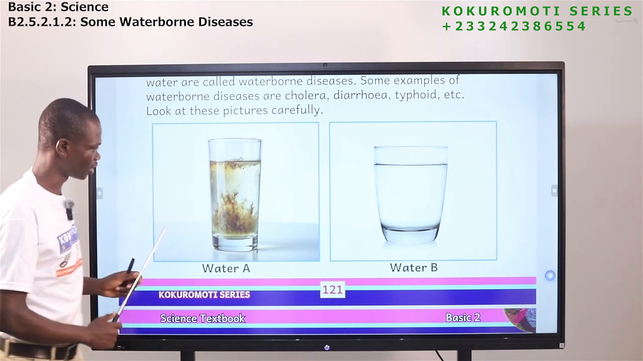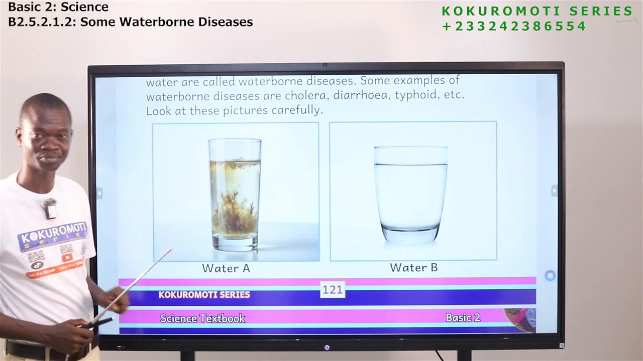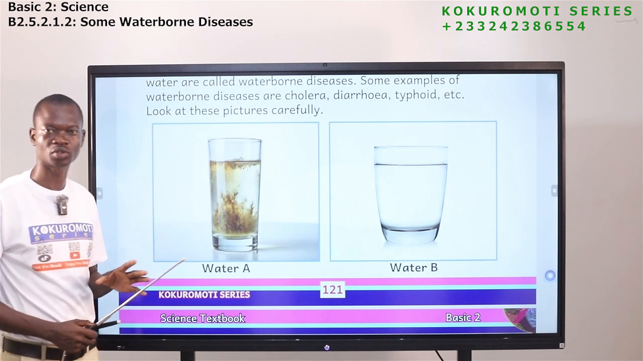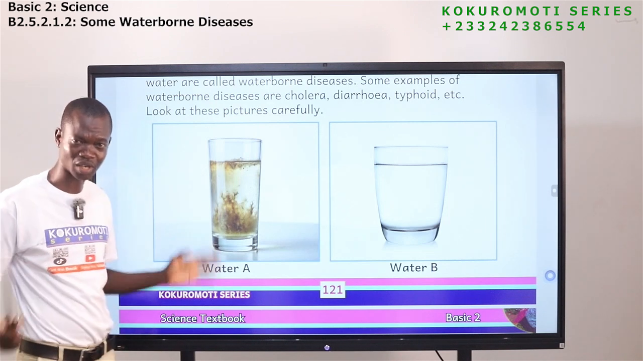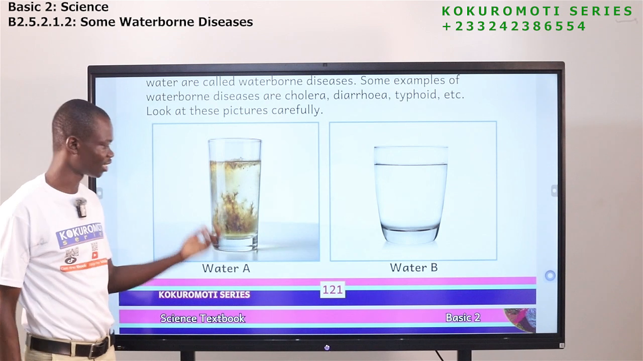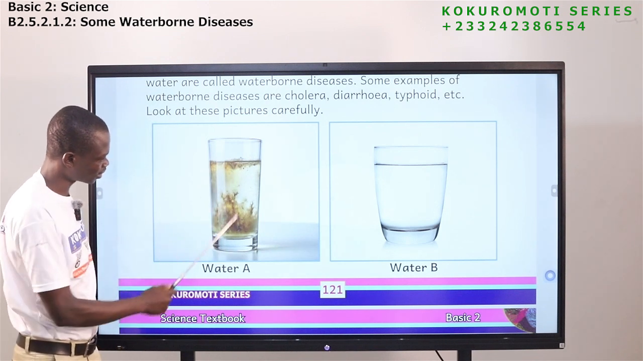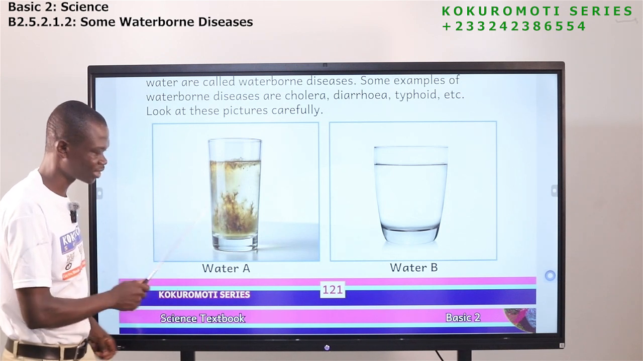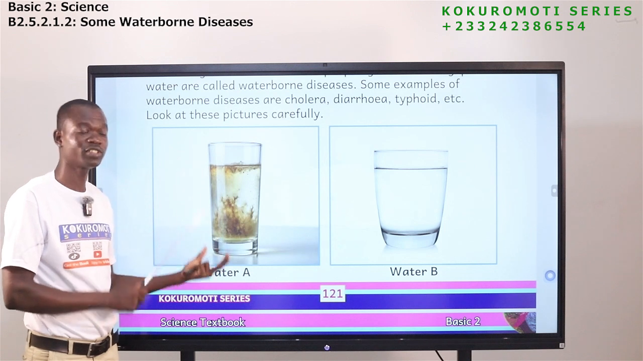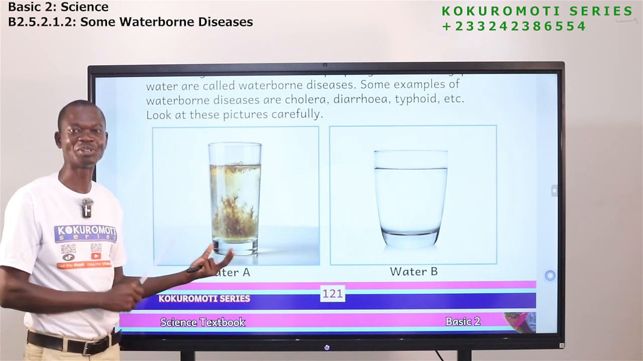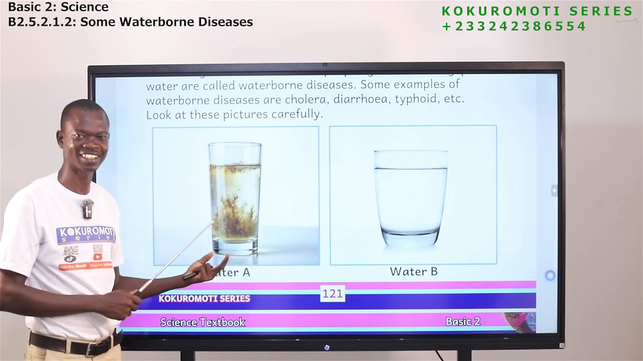If you look at water A, you can see that this water has color. We have learnt about the qualities of good drinking water: water has no color. But if you look at this one, there is a color here, and another color here. So it tells you that this water contains something. If I give this water to you, will you drink it? You will not drink it. Yes, I know you will not.